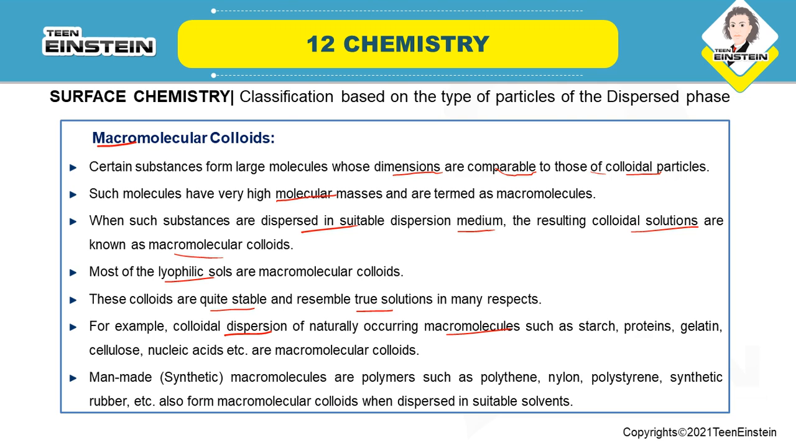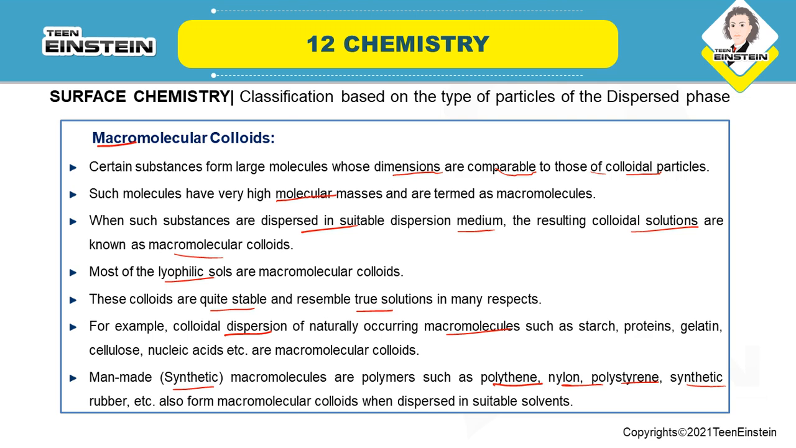Now it is not just limited to natural particles, it may be also synthetic macromolecules. So that means man-made. So this type of polythenes, nylon, polystyrene, synthetic rubber, they can also form macromolecular colloids when dispersed in suitable solvent. This is the second type.